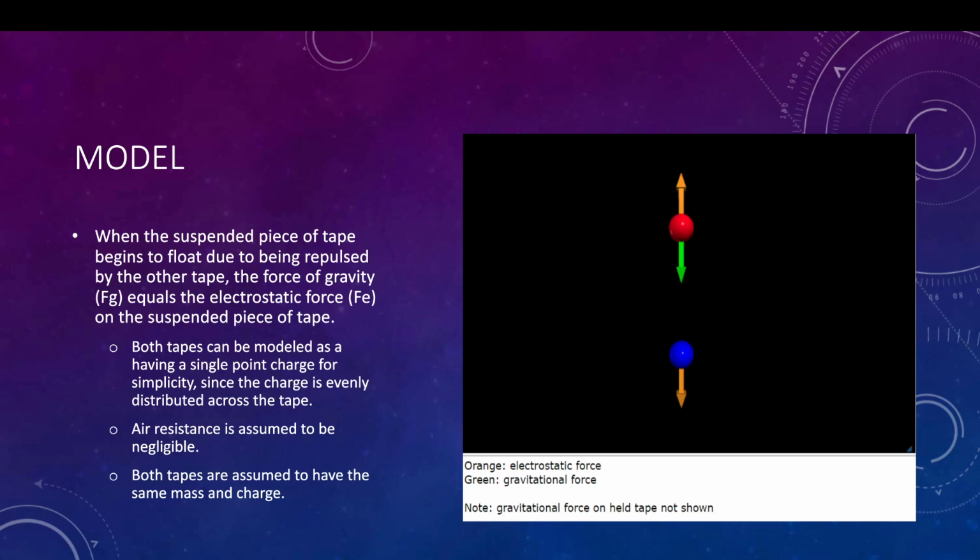In this free body diagram, both the tapes are modeled as having a single point charge in the center because the charge is assumed to be evenly distributed across the tape. Air resistance is assumed to be negligible and both tapes are assumed to have the same mass and charge. When the suspended piece of tape begins to float, the force of gravity, represented by green, equals the electrostatic force, represented by orange.